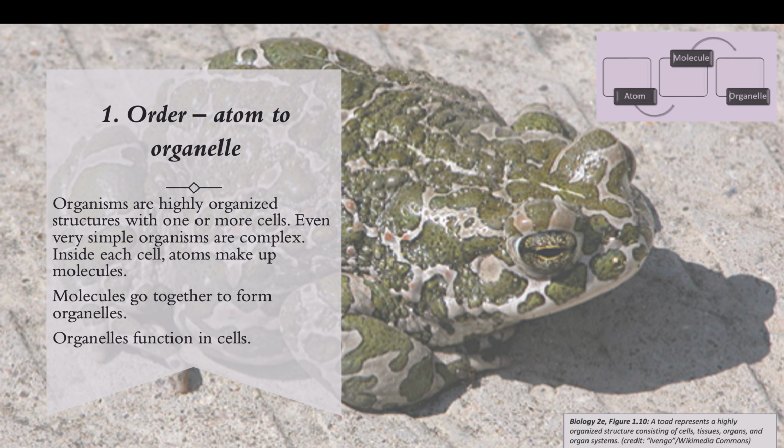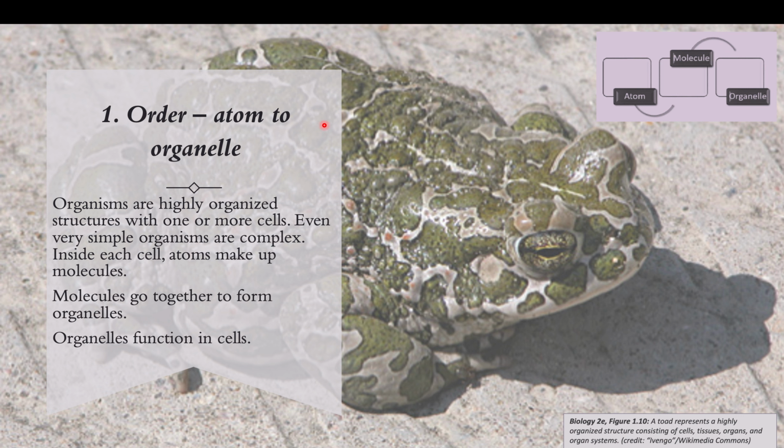So the first property of life that we're going to talk about is order. And order kind of goes from atom to organelle. And this is the way that your book discusses these properties of life. On the top of this slide, in the corner, this little purple diagram that I've given you is how your book organizes this as you read along. I just have these linked within the PowerPoint so you can look at what I had to say versus what you have to read.